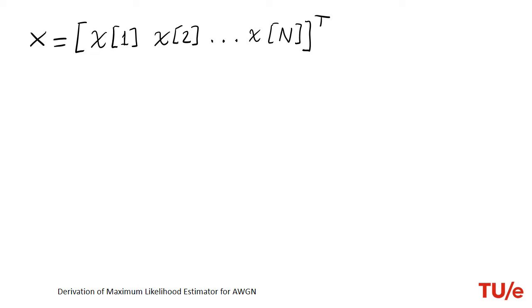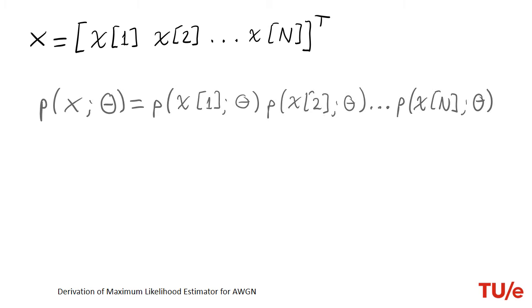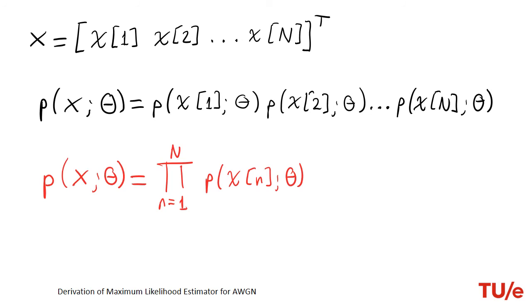We are usually interested in a sequence of data points to estimate our parameter theta. So let's consider a data vector x that consists of capital N data samples. The probability density function for a sequence of samples is the multiplication of the probability density functions for individual data samples. We may write this sequence of multiplications as you see on the screen.